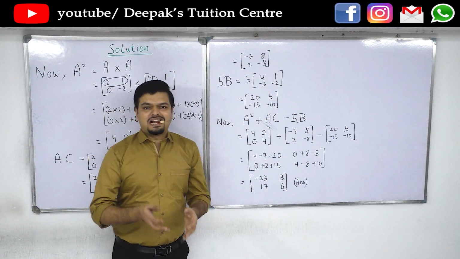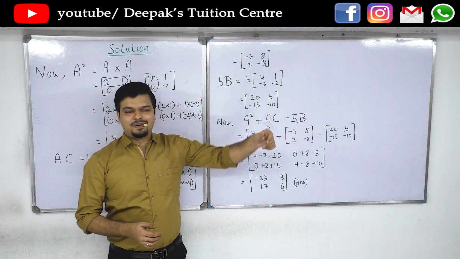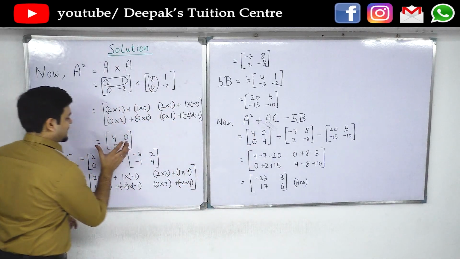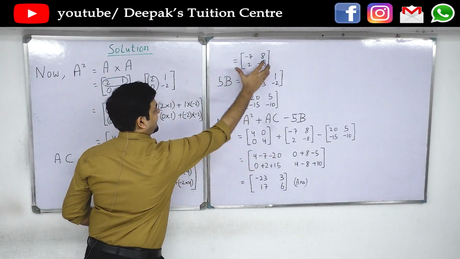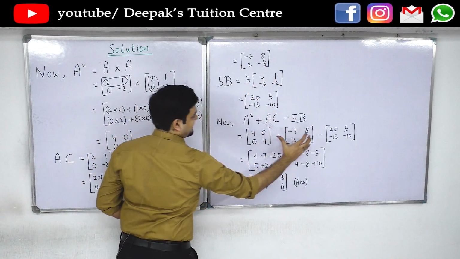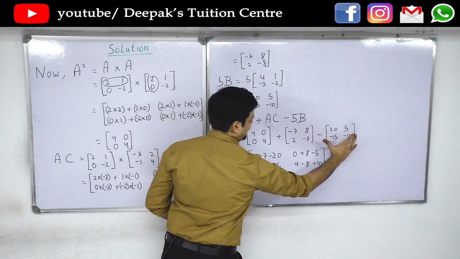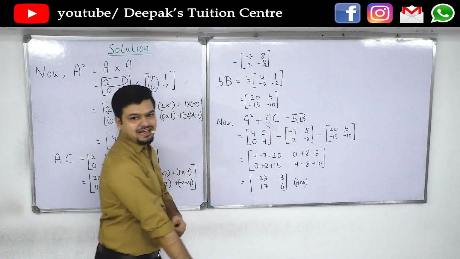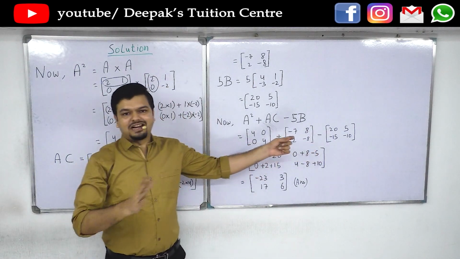We had to calculate the value of A square plus AC minus 5B. So now I'll simply substitute the value of A square, that was 4, 0, 0, 4 here, plus the value of AC, that is minus 7, 8, 2, minus 8. And the value of 5B, that is 20, 5, minus 15, minus 10. A minus in the middle. So now I can simply add and subtract them simultaneously.